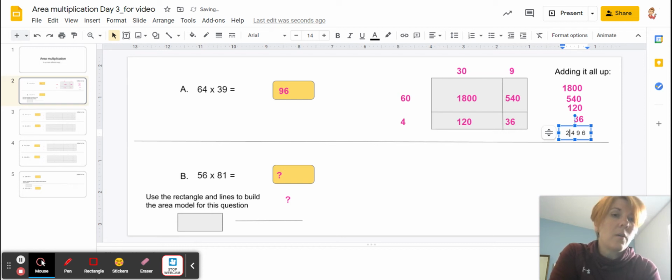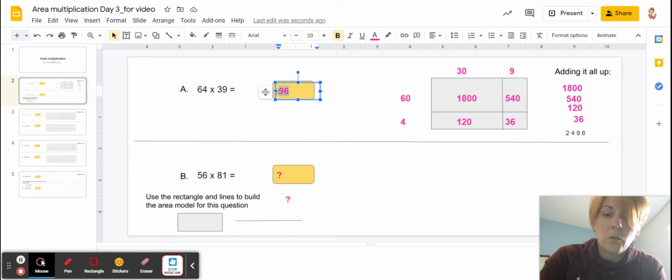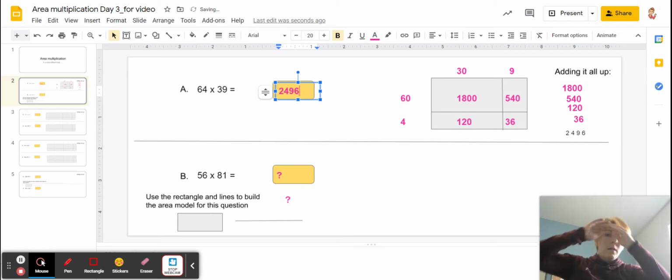Okay, so that would be a solution of 2,496. Okay, and so that's how I would find my total. Now in today's task, there's not a ton of questions because I'm really wanting you to think through how the setup is and understanding the whole process.